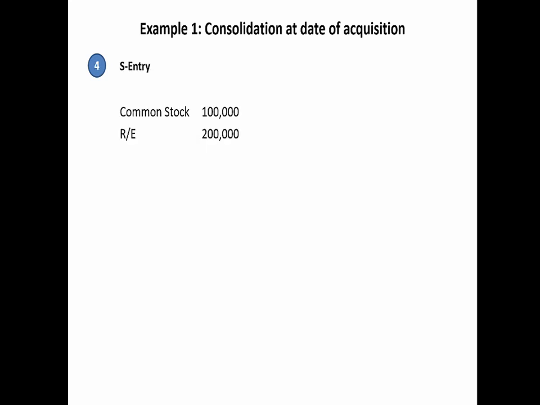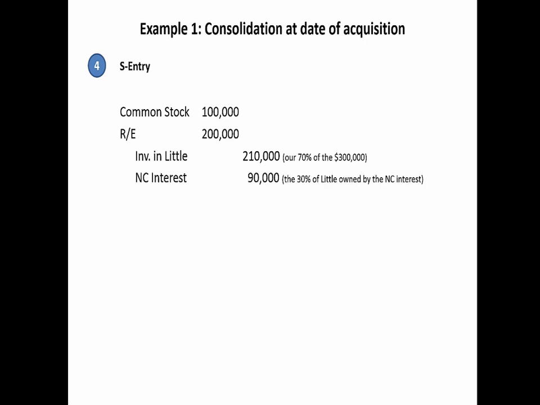So our elimination entry, we're again going to eliminate the subsidiary's owner's equity accounts as always. We're going to eliminate our beginning of year investment in Little account. And we create that non-controlling interest equity account. Now, I always refer to that as an equity account or as an equity-like account.